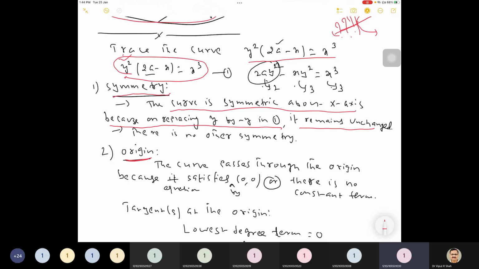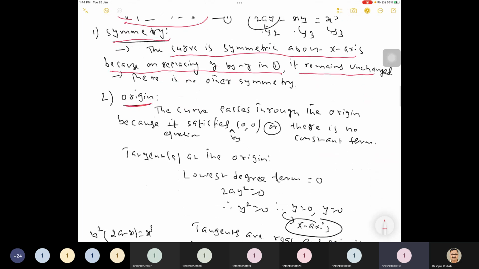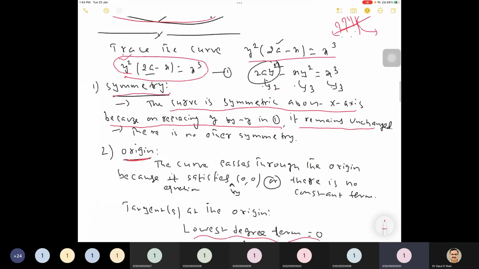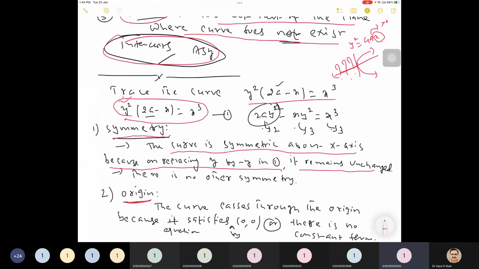So next, if the curve passes through the origin, what we need to check? We need to check tangent. Okay. Now what is the tangent? Lowest degree term equal to 0. Now see what is the lowest degree term. This is the equation. Y square into 2a minus x equal to x cube. So 2a y square, then minus x y square and equal to x cube. This is 3 degree term.